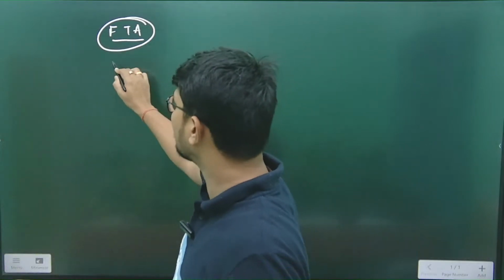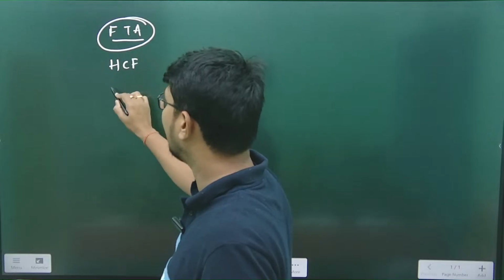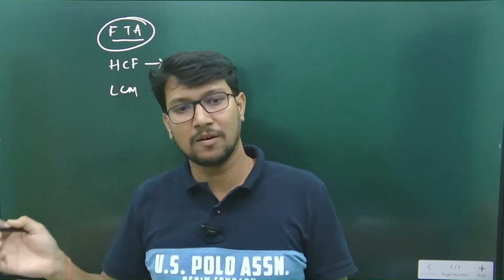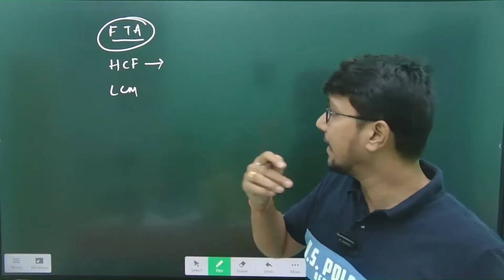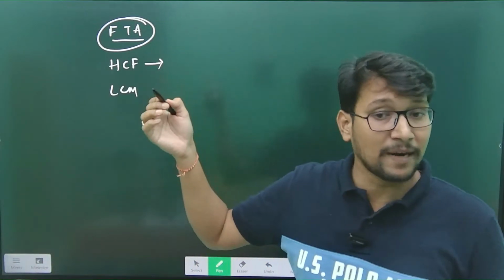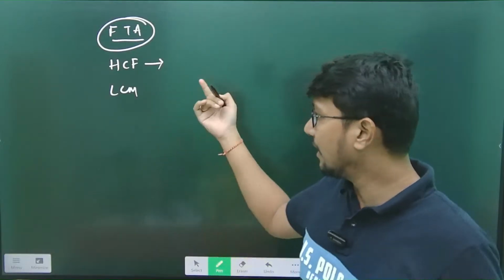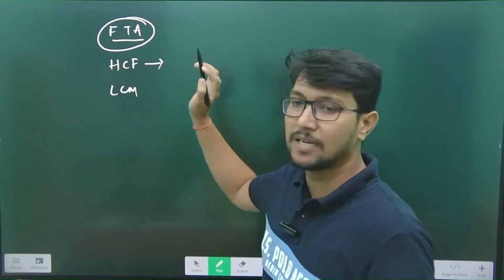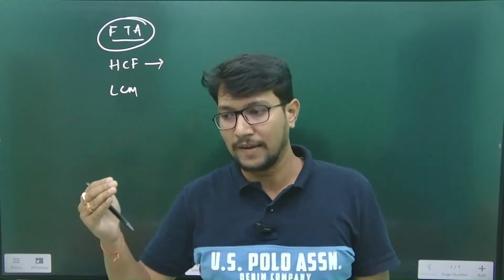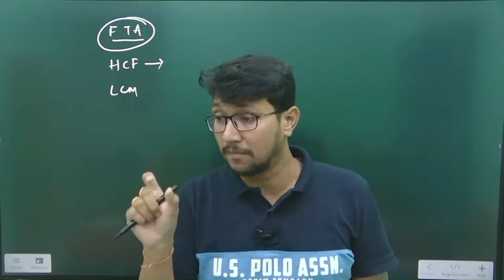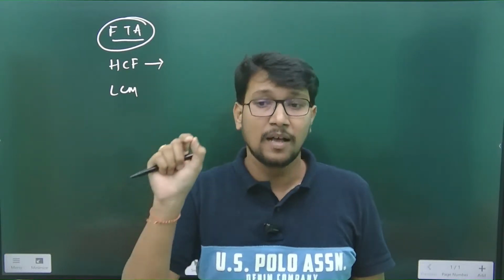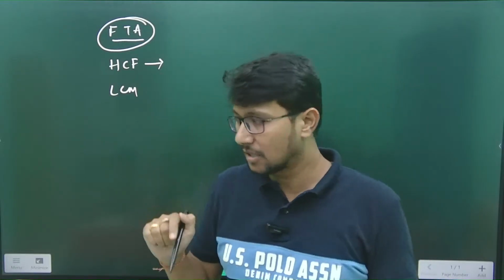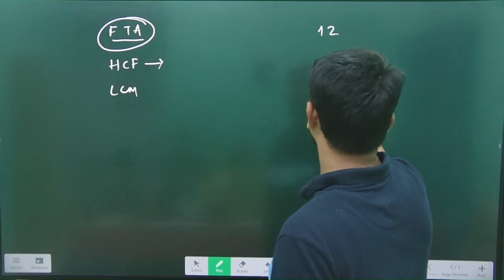Then the second one is HCF and LCM. HCF क्या है? Highest common factor. We take the product of all common primes having the lowest power. While discussing questions, I will discuss with you. Just remember, HCF means highest common factor, the product of all common primes having the least power. Understand?